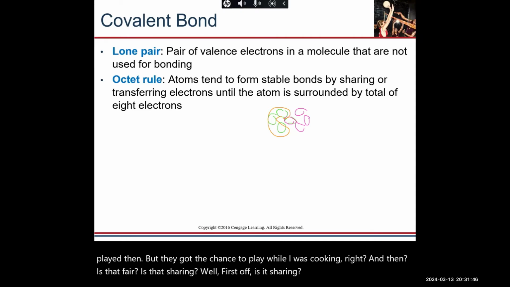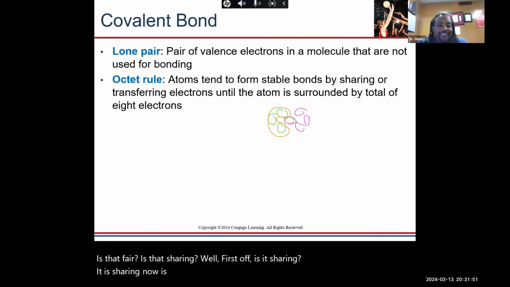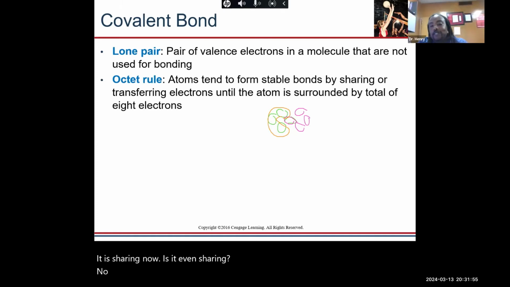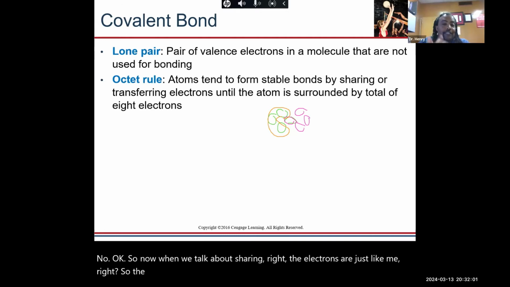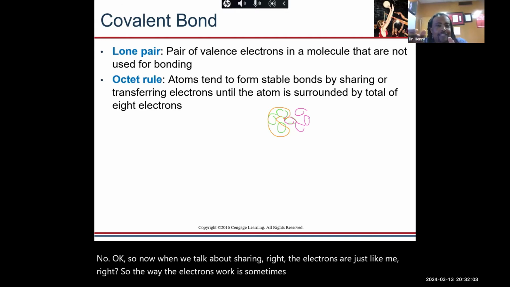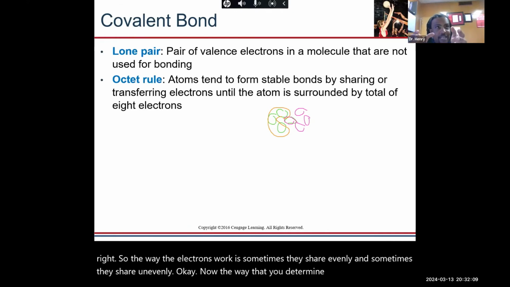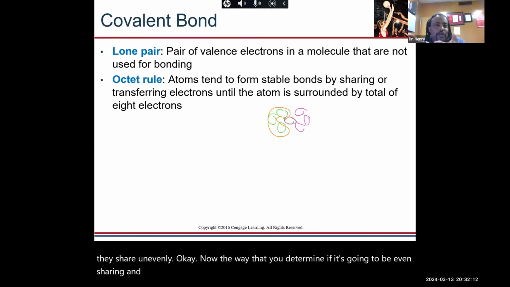It is sharing. Is it even sharing? No. Okay. So now when we talk about sharing, the electrons work like this: sometimes they share evenly and sometimes they share unevenly. The way you determine whether it's even or uneven sharing, I'm going to show you in a minute.